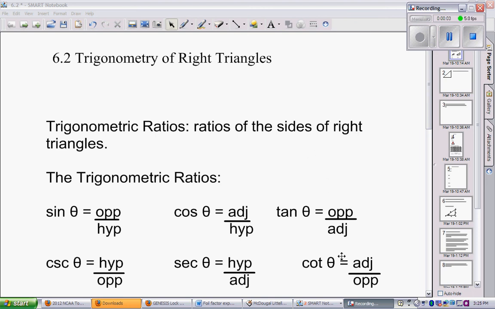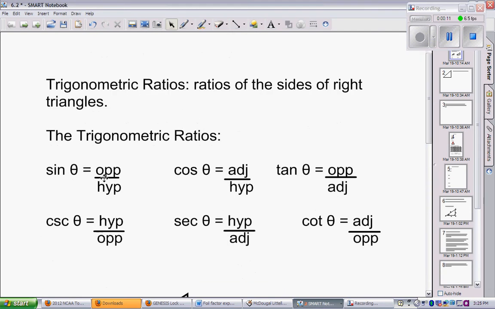6.2 Trigonometry of right triangles. So trigonometric ratios are ratios of the sides of right triangles. We have sine, which is the opposite from the angle theta over hypotenuse. Cosine of angle theta is the adjacent leg over the hypotenuse. Tangent of theta is the opposite leg over the adjacent leg.